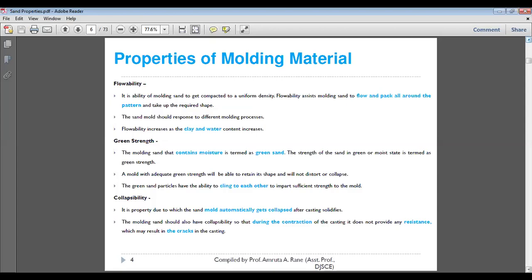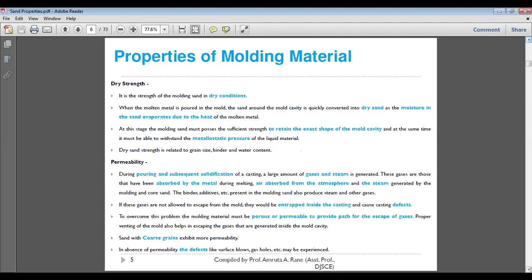At the same time, it must be collapsible, because if it does not have collapsibility, it will not break easily, and it will use more power to be broken. So the inside casting may get harmed. So it must have good collapsibility, so that it can collapse and be broken easily, so that the internal part or casting is quite intact and comes out clean. So collapsibility is another required property.